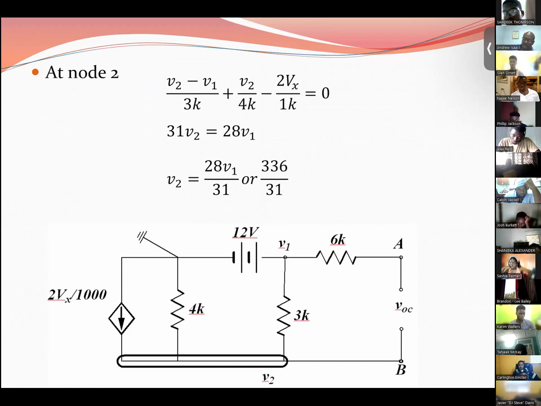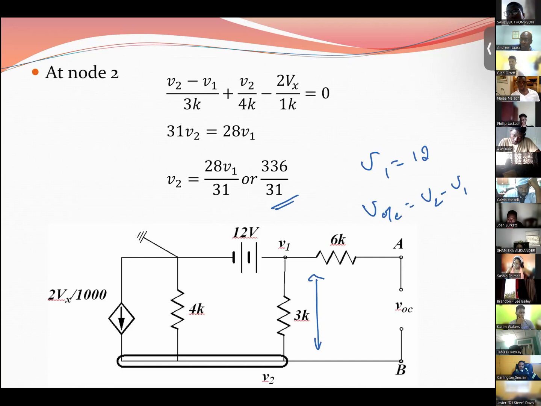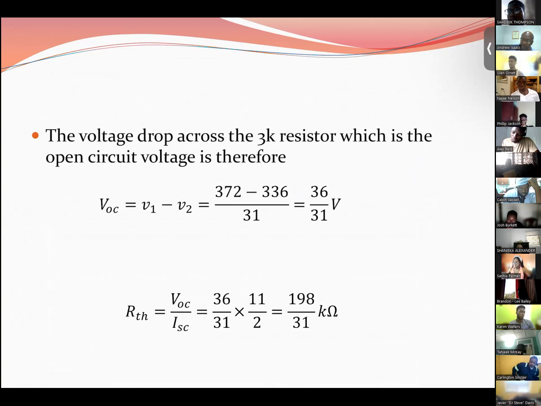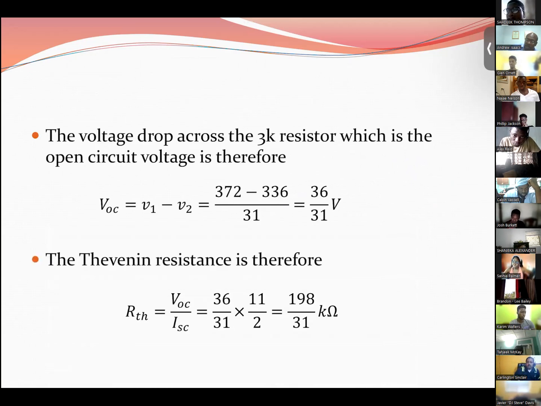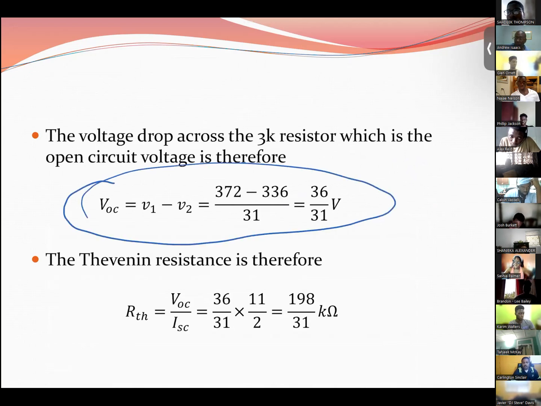So now we have V2. Remember what we are seeking to find is the voltage across here. We have V1, which is 12. So the open circuit voltage would be V2 minus V1, or V1 minus V2, whichever. The open circuit voltage is V2 minus V1, which gives us 36/31.